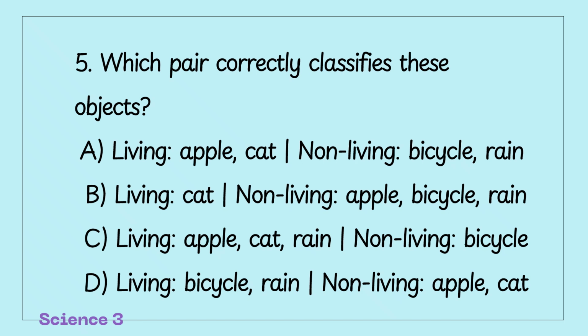5. Which pair correctly classifies these objects? A. Living: apple, cat. Non-living: bicycle, rain. B. Living: cat. Non-living: apple, bicycle, rain. C. Living: apple, cat, rain. Non-living: bicycle. D. Living: bicycle, rain. Non-living: apple, cat.